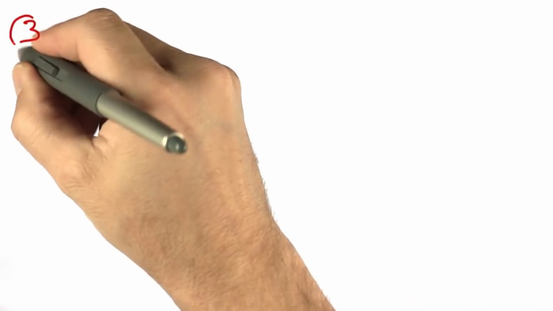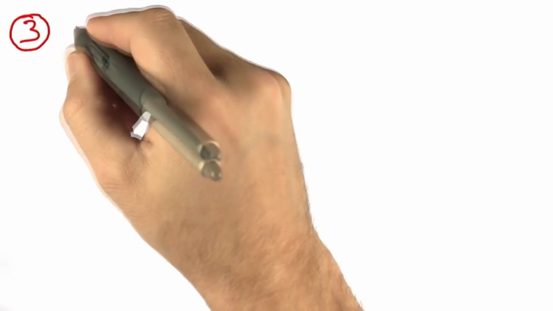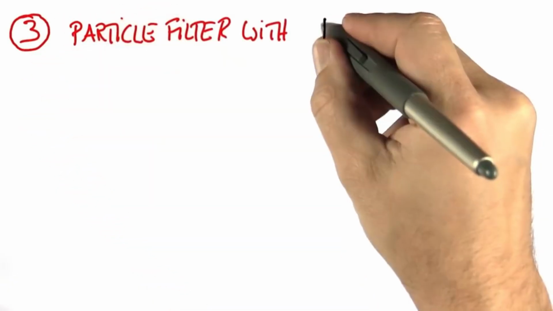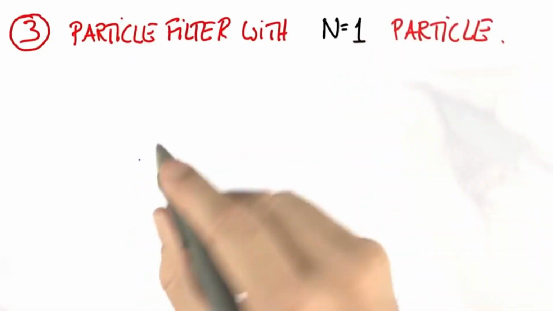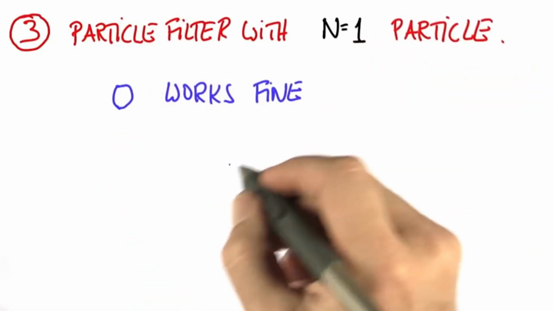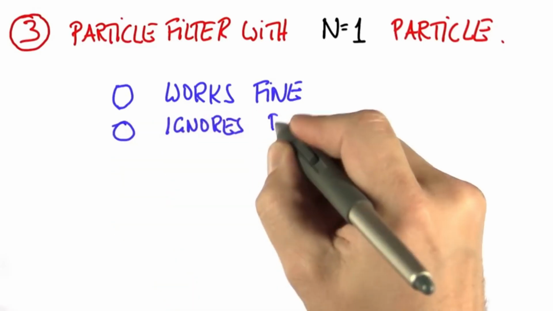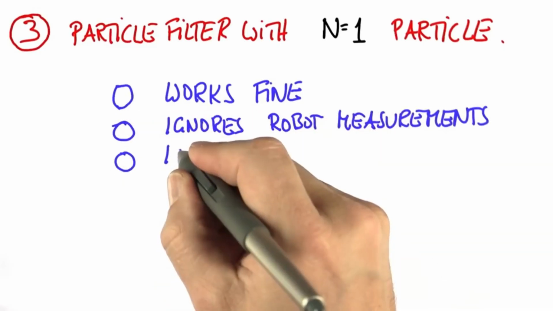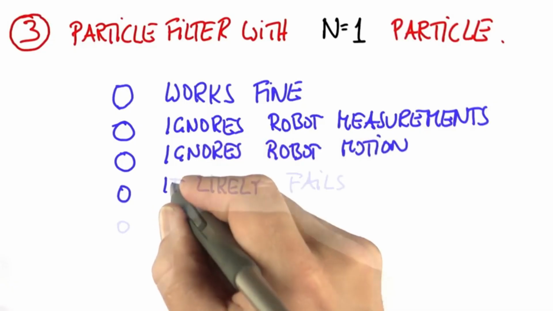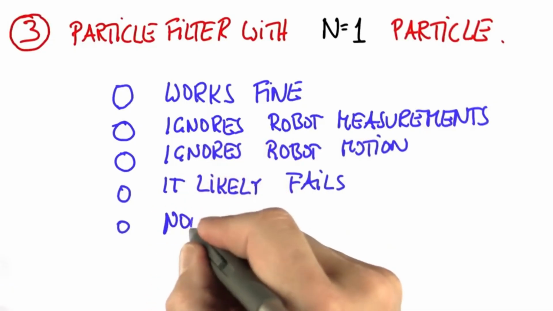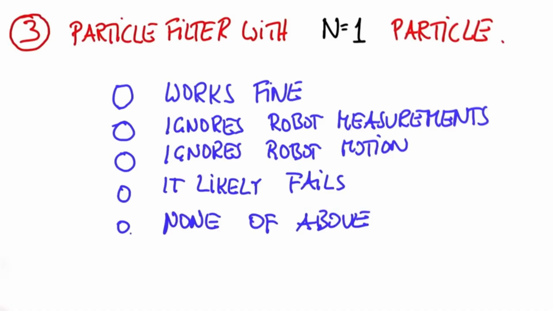In question 3, I'd like to quiz your intuition. Suppose we run a particle filter with n equals 1 particle. What will happen? It'll work just fine, perhaps with a slightly larger error. It ignores robot measurements. It ignores robot motion. It likely fails, or none of the above. You can check multiple boxes on the left.